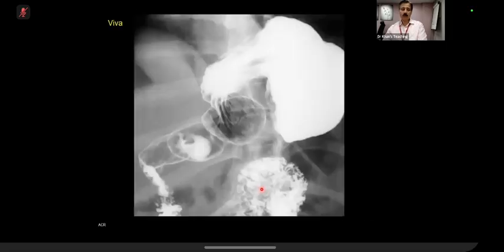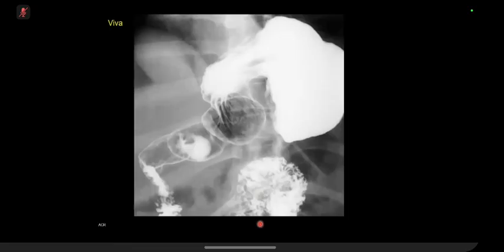Okay, candidate 4. This is a barium meal examination. What is your finding? Okay, so that's the barium meal follow through, in which I can see the pylorus is rotated downwards. So I will correlate with the history, and I can see also there is a narrowing of the second part of the duodenum as well.